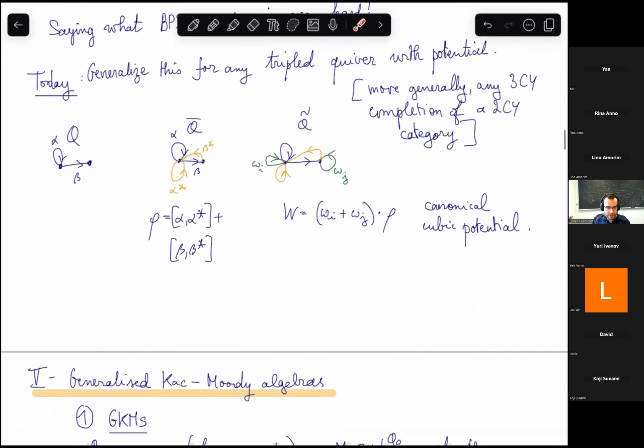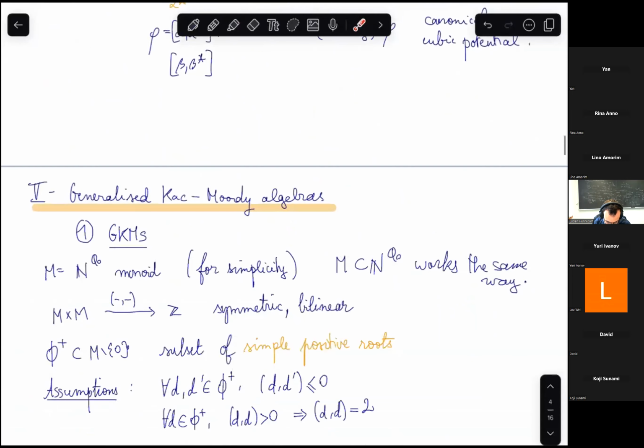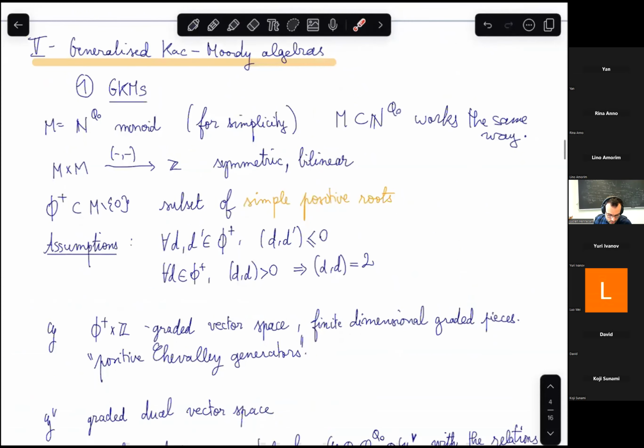But to explain this to you, I need to tell you what the generalized Kac-Moody algebra is, because this Lie algebra will be the positive part of such Lie algebras. Okay, so we start from a monoid, and you may assume that M is N to some power, N^{Q_0}, or just some submonoid of this. You have a symmetric bilinear form on M, which you have to think of as the Euler form of the DG category D. But for now, it's fine.